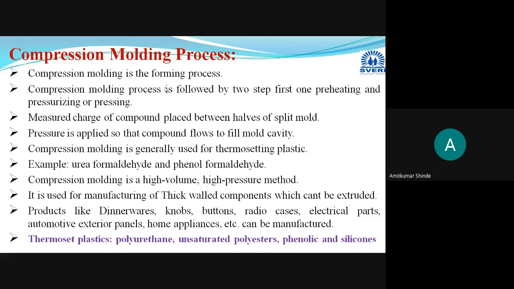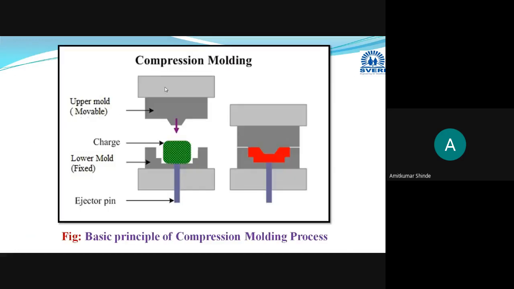For better understanding, I will show you this diagram. This is the upper half of the mold, which is the movable half. It consists of the punch or press. This is the lower half of the mold, which is fixed. This is the ejector pin, and this is the charge, or the raw material, your plastic material. The preheated charge is taken in the lower half of the mold, and in the second stage pressure is applied with this press or punch.